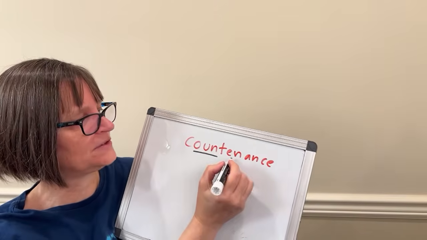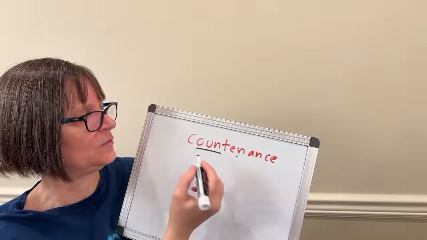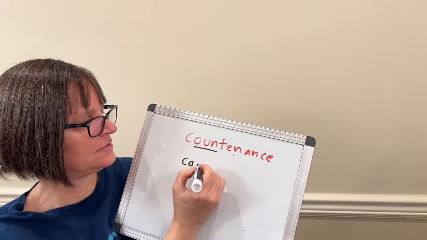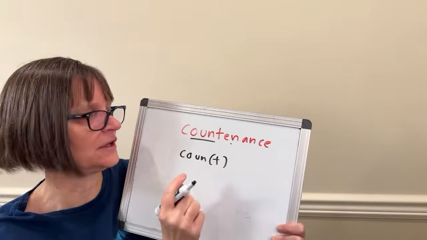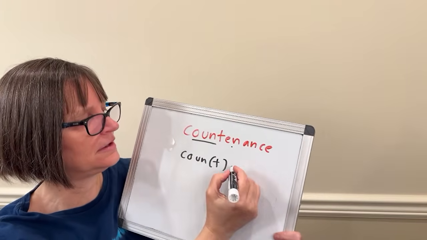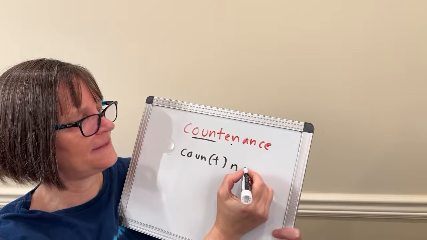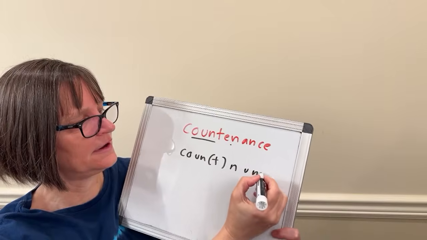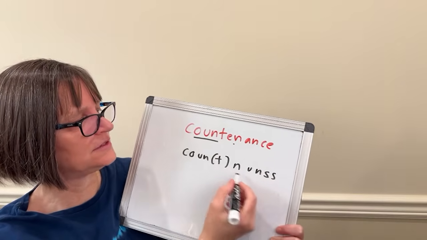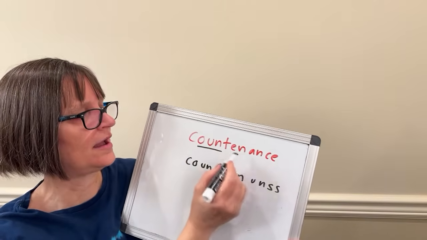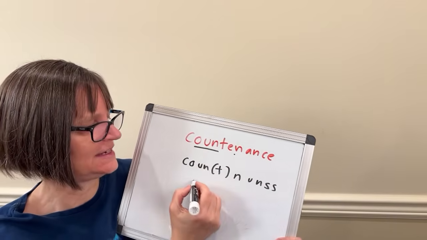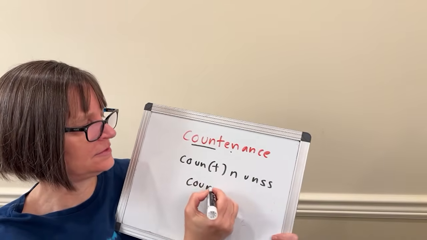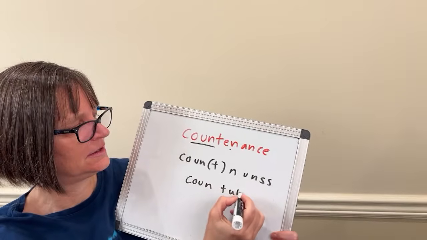One, they might use a syllabic N here, in which case it'll sound like "count-n-ance." We'll leave that T as an unreleased T, and then kind of a short little N there. Or when there's an NT like this, the other option is to truly say that T, then it'll sound like "countenance."